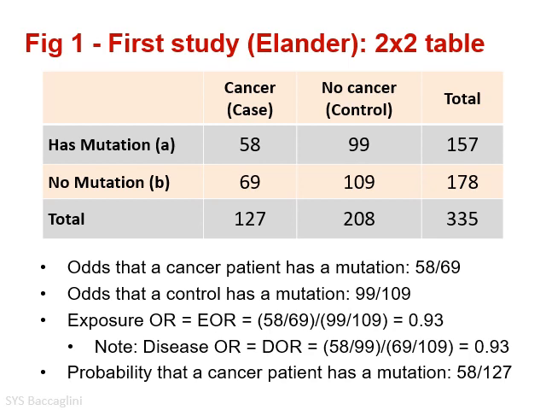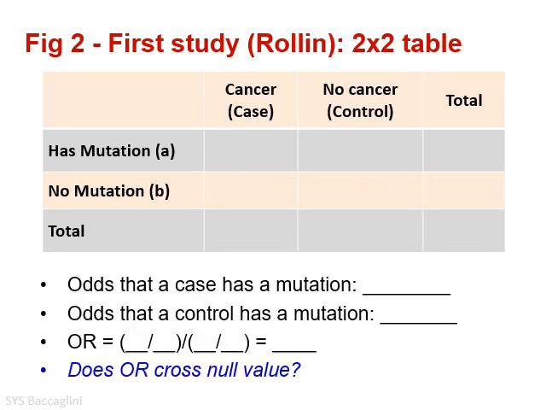And just a reminder, the odds are different from probabilities. The probability that the cancer patient has a mutation is 58/127. So odds ratios are different from risk ratios. For every line in figure 1, you can construct a 2x2 table.